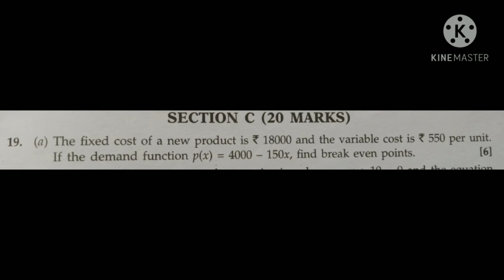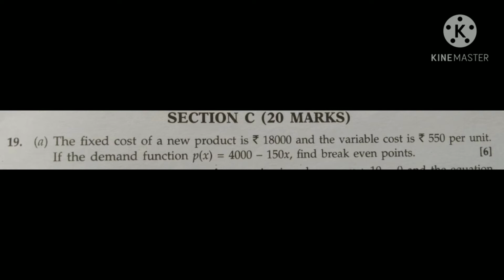So in the next sum, the problem is: the fixed cost of a new product is 18,000 and the variable cost is 550 per unit. If the demand function p of x is equal to 4,000 minus 150x, find the break-even points.